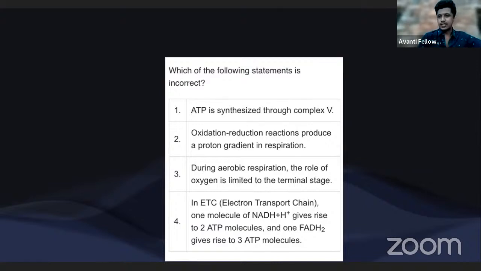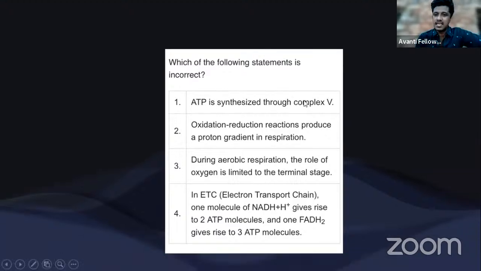Okay, students, take a look at this question. We have to find the wrong answer. All you have to do is see one statement at a time. See if the first statement is correct: ATP is synthesized through complex 5. Then you have your second statement, oxidation and reduction reactions lead to the formation of a proton gradient in respiration. Option 3, in aerobic respiration, oxygen is limited to the terminal stage. And then option 4, where in the ETC, NADH plus H plus gives rise to only 2 ATP, whereas FADH2 gives rise to 3 ATP. So you see what you can find out here.